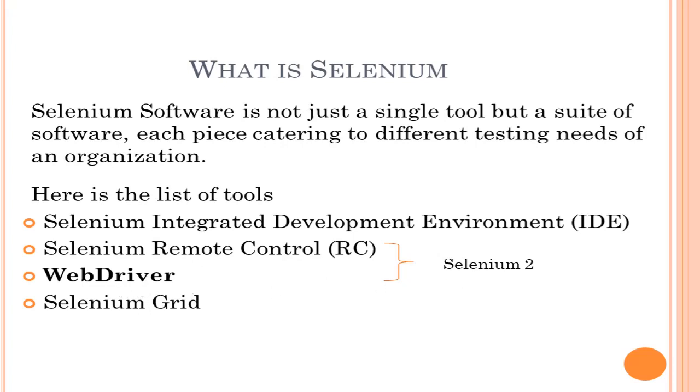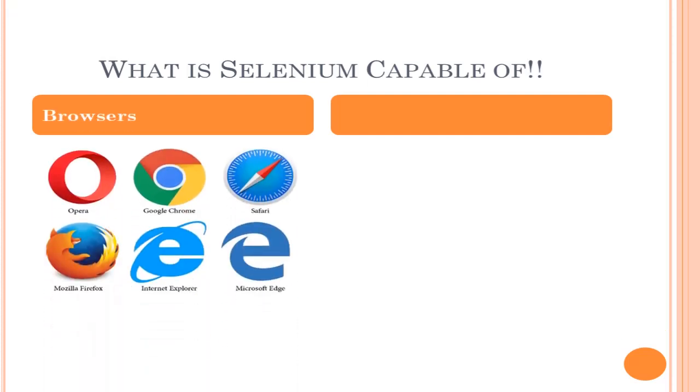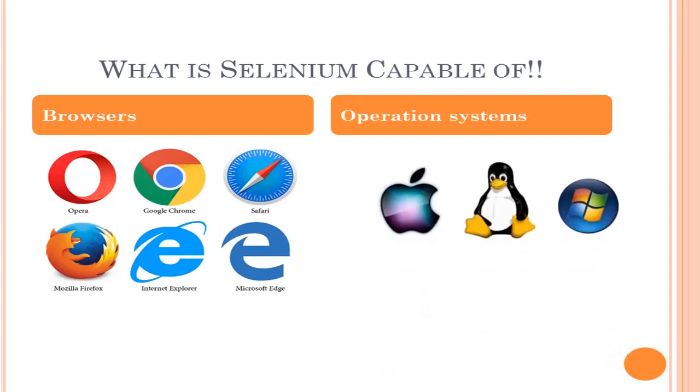So guys, let's move ahead and see what Selenium can do and what it is capable of. In this digital era, testing your software or an application is becoming a necessity rather than a requirement. So Selenium is an automated testing framework which can test web pages initiated on various web browsers like Opera, Chrome, Safari, Firefox, IE, and Edge, and on various different operating systems like Mac, Linux, and Windows.